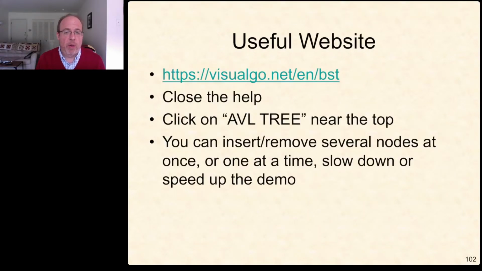So, a very useful website to be able to do all of these rebalances. Close the help, click on the AVL tree near the top, and you can insert and remove trees at once. Speed it up, slow it down. Very, very useful thing. Oh, good, Blake. I had forgotten that it uses red-black trees, and we'll talk about that maybe in a Piazza post as well.